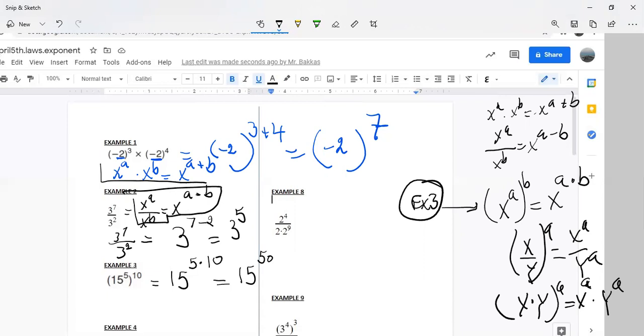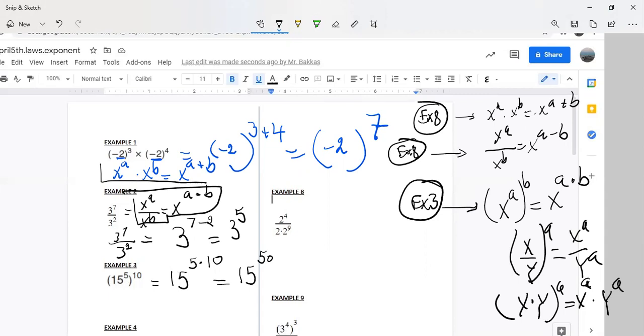All right, example 8, there's 2 steps. We have to do the denominator first, which is the product rule, and then we have to do the quotient rule. So for example 8, we're gonna do this one first, and then we're gonna do the quotient rule after that. So let's do the product rule.